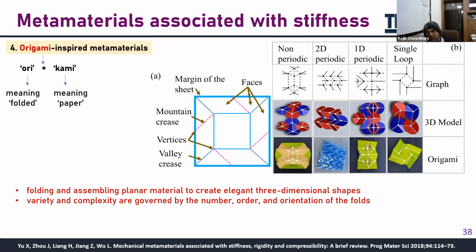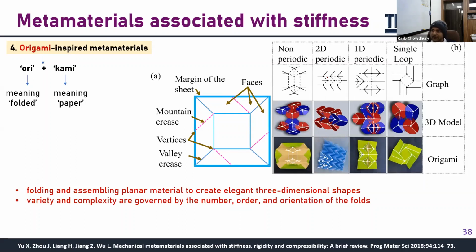Origami and kirigami, many of you already know, is an age-old technique used in Japan for making toys, actually a folding mechanism of paper. The term origami is derived from the Japanese compound noun ori, which means folded, and kami, which means paper. So Japanese people say origami. Ori means folded, kami means paper.